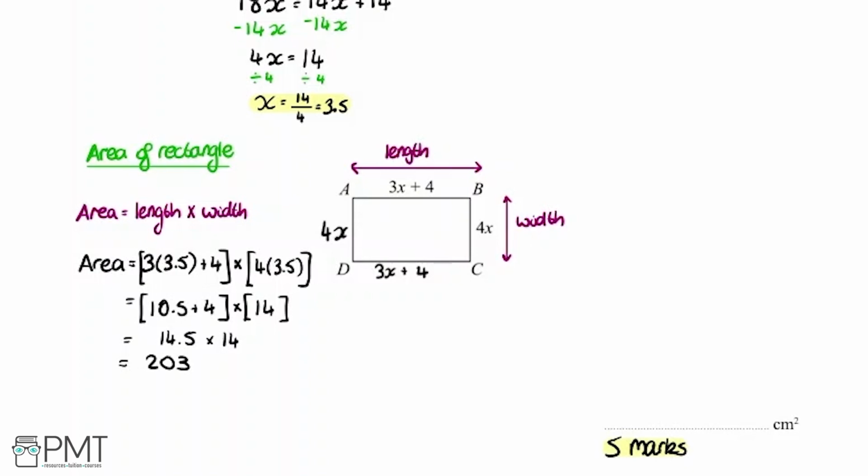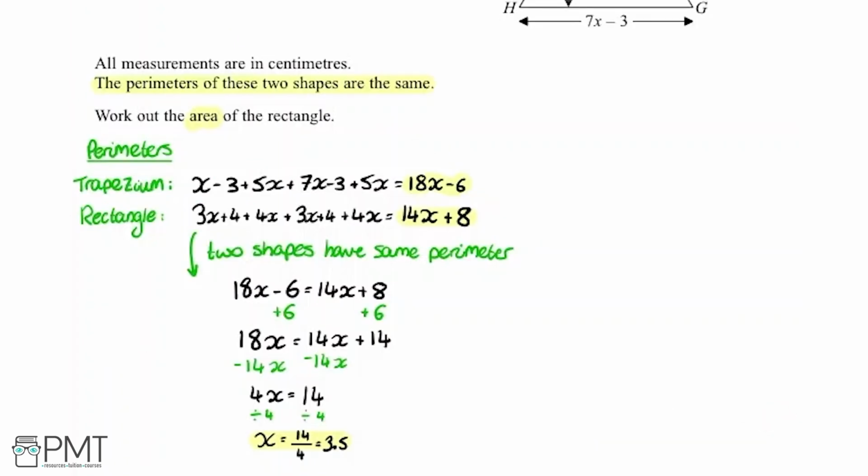Remember, because it's an area and we know all the lengths are in centimetres, we can put the units as centimetres squared. So last but not least, we're going to write that in the answer box. 203 centimetres squared.